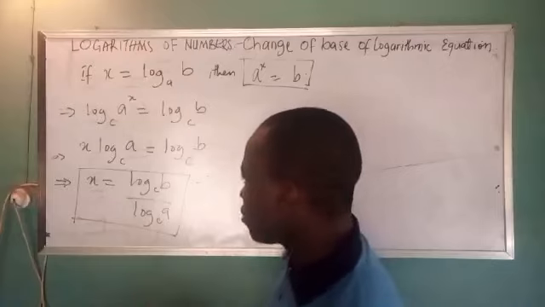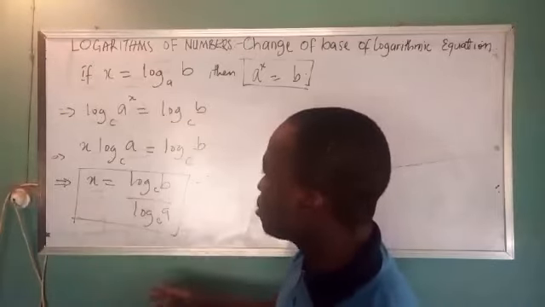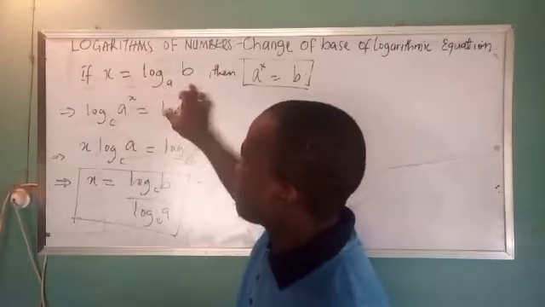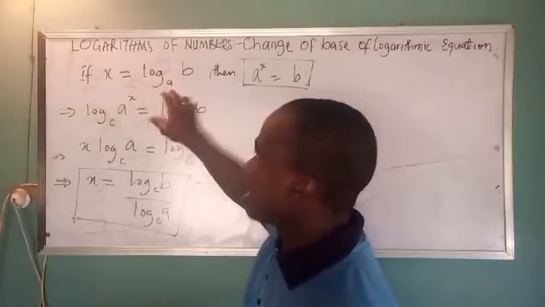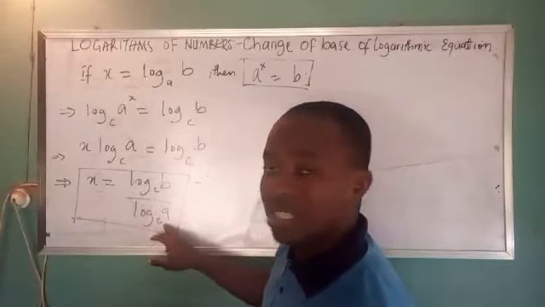So now, if you look at this one, how are you going to do it? You can see something just came up. This, that is x, we don't want log b to base a anymore. This is what we want here. Are you getting it?